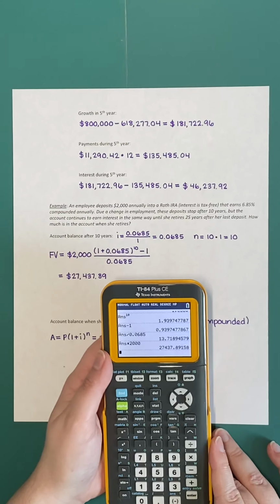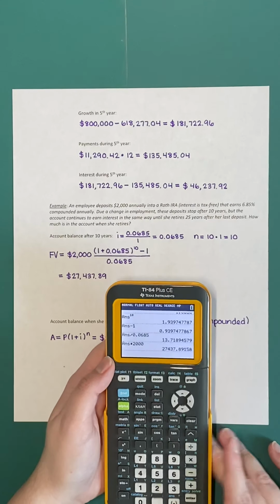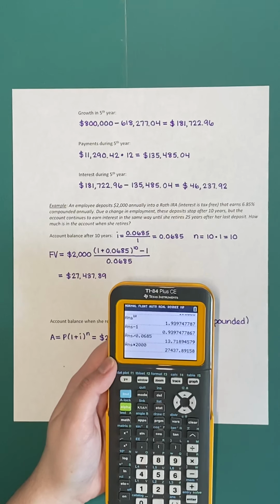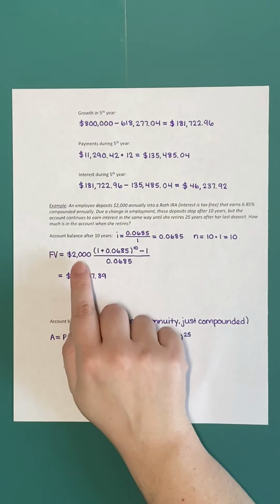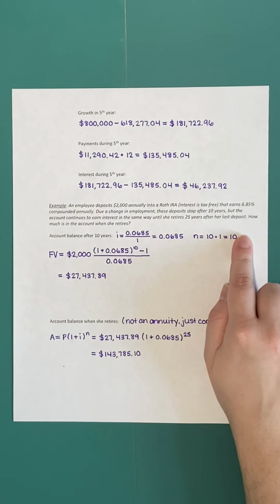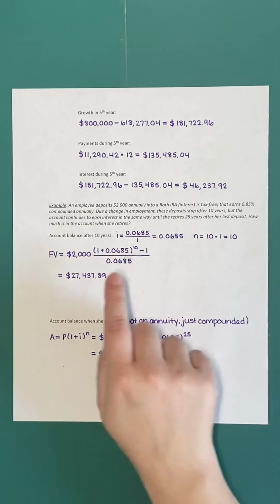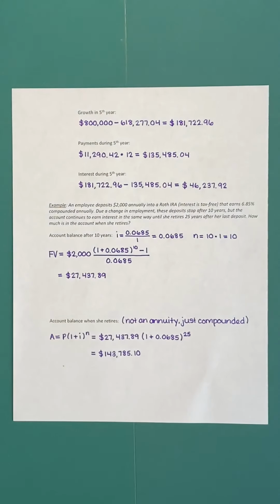So $27,437.89. Some of that comes from her payments, some of it comes from interest. How much is which? Well, we make a $2,000 payment once a year for 10 years, so that's going to be a total of $20,000 that this particular person deposits. But if we make it to 27 and a little bit, then that means anything beyond $20,000 is going to be the amount of interest that was earned.